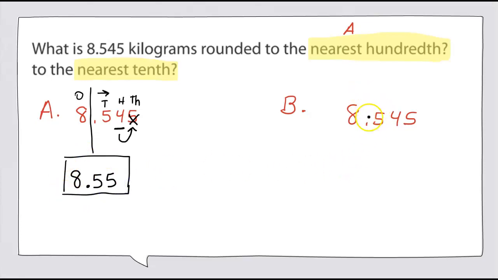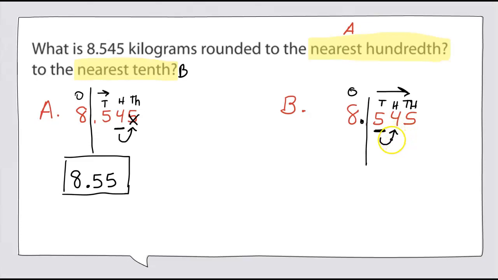Then it says for part B, round to the nearest tenth. So once again, here's my decimal. Got my ones, my whole numbers, and I've got my parts of a whole. My tenths, my hundredths, and my thousandths. So what number is in the tenths place? It's 5. And I'm going to underline that, and then I'm going to go to the right. So that 4 is going to tell us what to do.